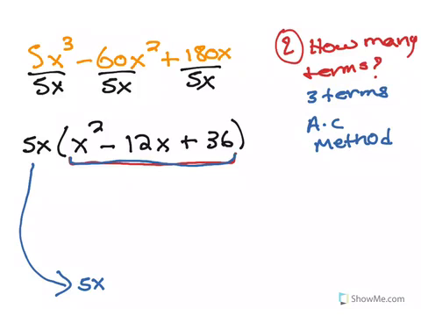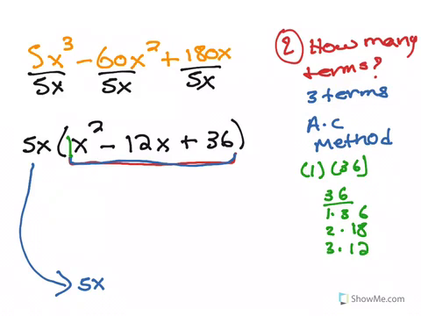And the AC method says multiply the first term coefficient times the last. In this case it is 36. So I'm going to do 1 times 36 gives me 36. Factors of 36 that will add to negative 12. In this case, the two factors that I want to use: 2 and 18, 3 and 12, 4 and 9, and then 6 and 6. So the two factors that I want to use are 6 and 6.